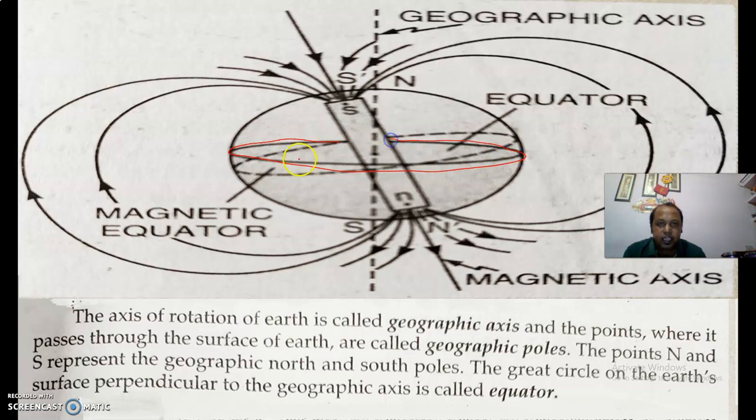But you can see here the magnetic axis is a bit tilted. So this will represent the magnetic equator, which is shown by the dotted lines here. So I hope this is very clear to you. So we move to the next part here.